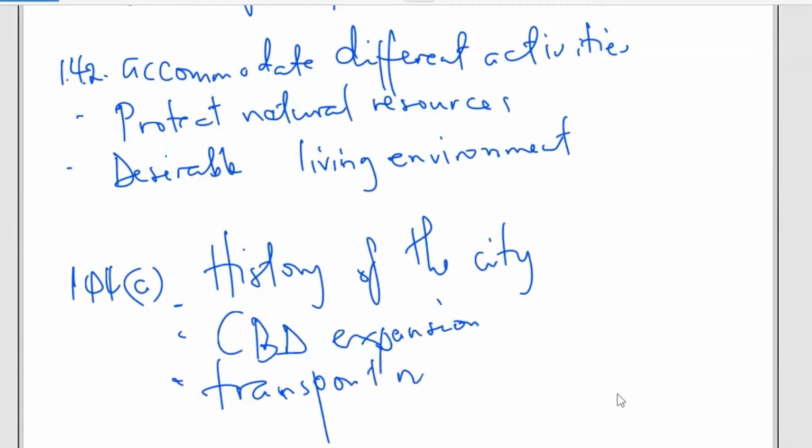Transport routes can alter the land use. For example, a railway line might promote industries. As a result, we don't have the transition zone because of the influence of the transport route, which has changed the land use in that direction.